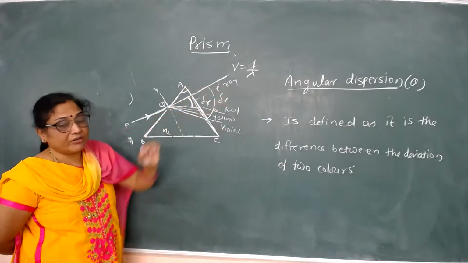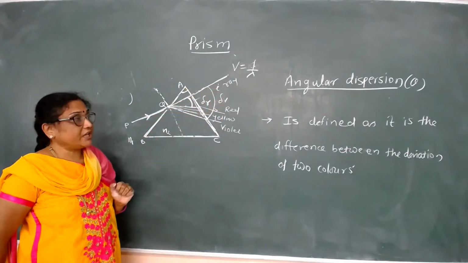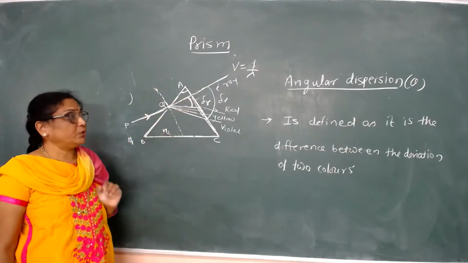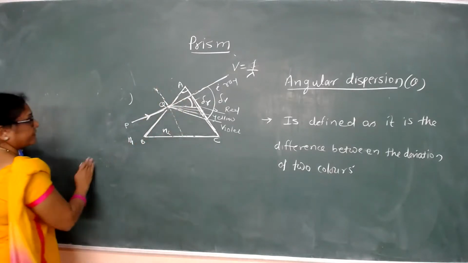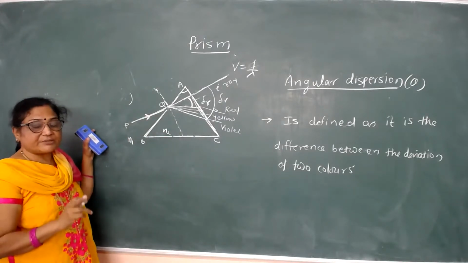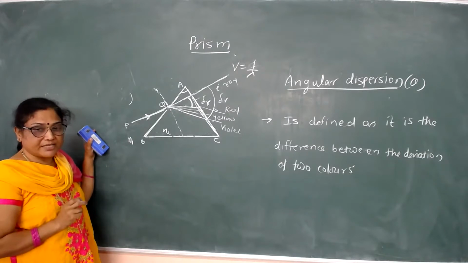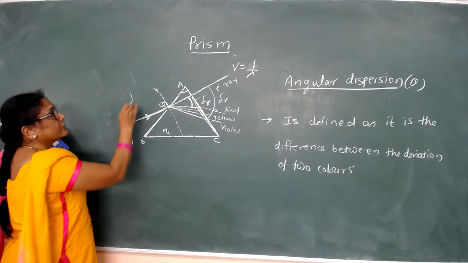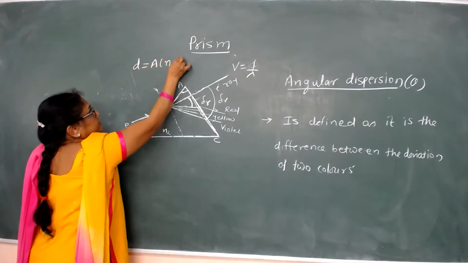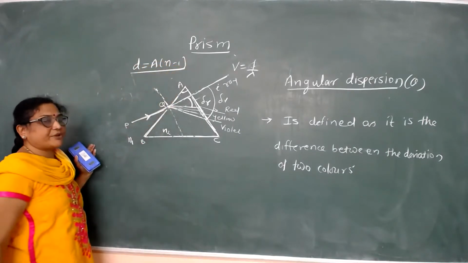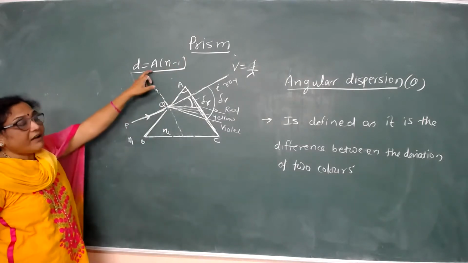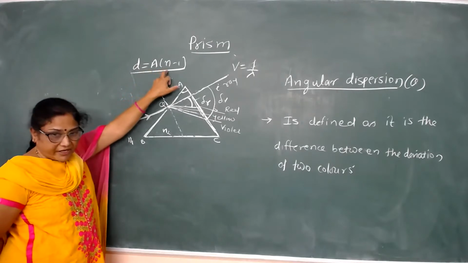Then to find out the angular dispersion. Angular dispersion is the difference between the angular deviations of the two colors. In the last class, we derived the expression for deviation due to a thin prism. Use that formula: deviation due to the thin prism is equal to A into n minus 1, where A is the angle of the prism and n is the refractive index.